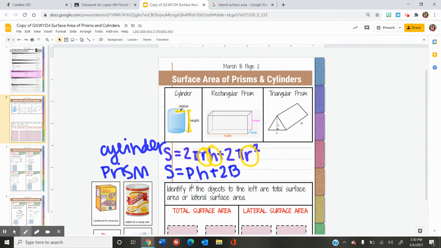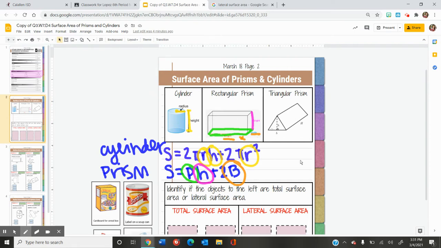Looking at the rectangular prism, my perimeter is going to be the distance around my base shape. My height is going to be the distance between my base shapes. Now I'm going to add 2 times the area of my base. So that's going to be the length times the width.